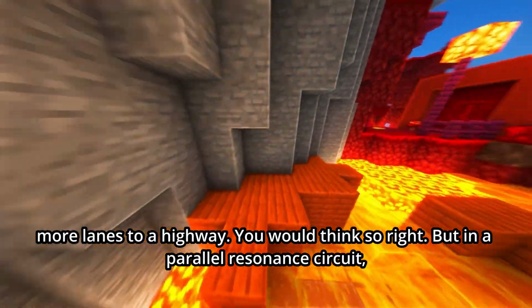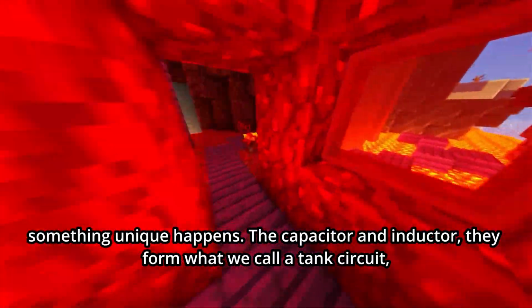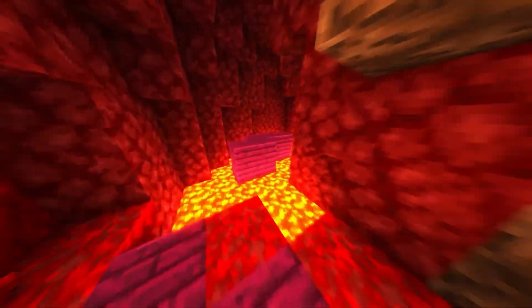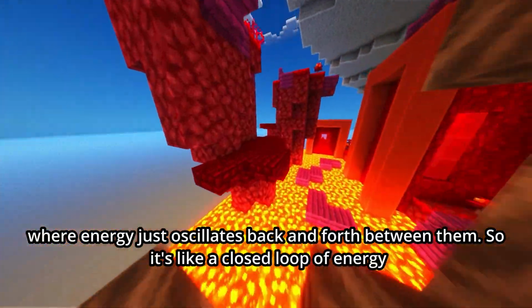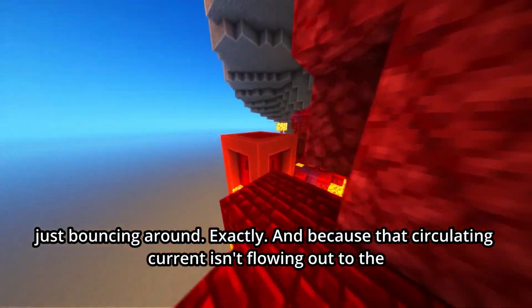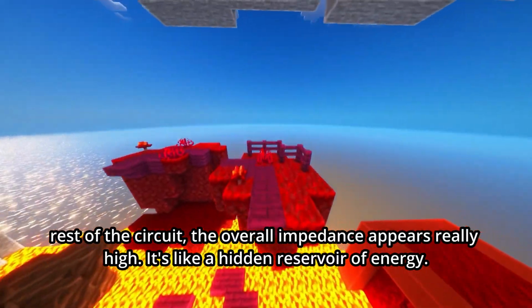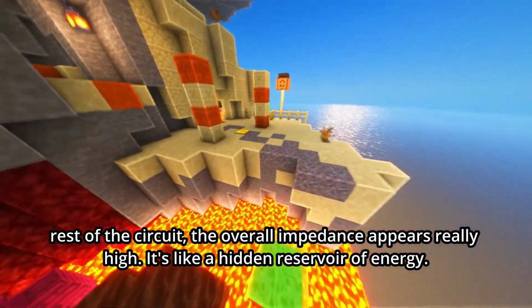You would think so, right? But in a parallel resonant circuit, something unique happens. The capacitor and inductor form what we call a tank circuit, where energy just oscillates back and forth between them. So it's like a closed loop of energy just bouncing around. Exactly. And because that circulating current isn't flowing out to the rest of the circuit, the overall impedance appears really high. It's like a hidden reservoir of energy.